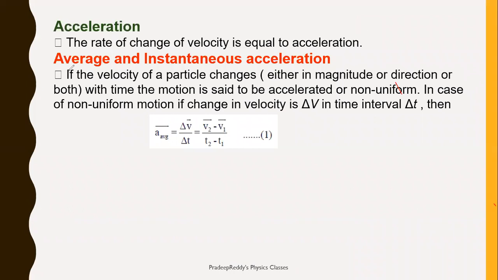Students, in the previous lecture, we have learned the equation for acceleration. Acceleration is delta v divided by delta t, and we have also learned the direction of acceleration depends upon the direction of change in velocity of the body. That is what we have already learned in the previous session.